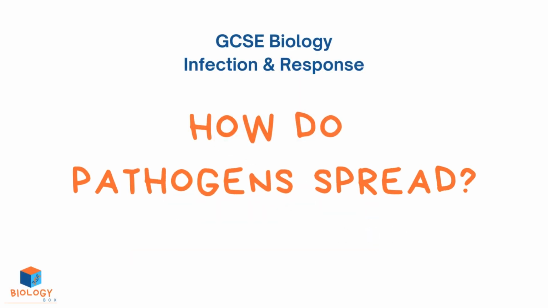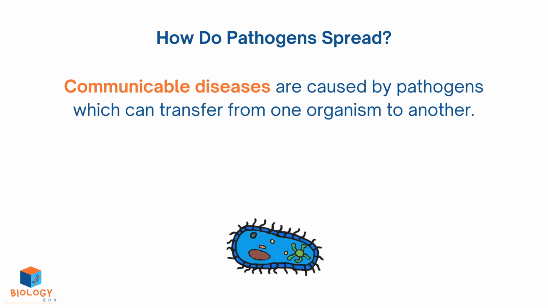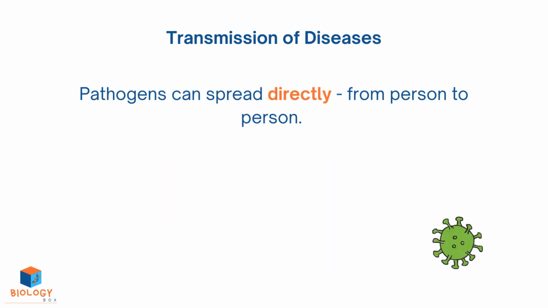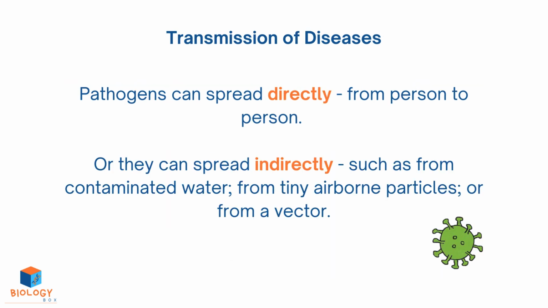How do pathogens spread? Communicable diseases are caused by pathogens which can transfer from one organism to another. Different diseases are spread in different ways depending on the pathogen which causes it. Pathogens can spread directly from person to person, or they can spread indirectly, such as from contaminated water, from tiny airborne particles, or from a vector.